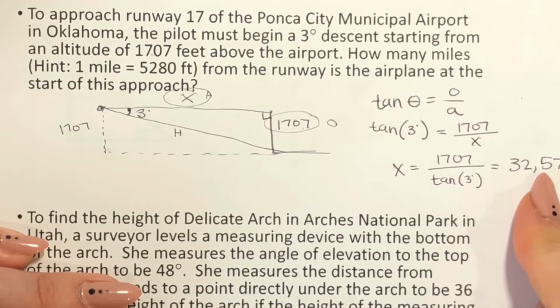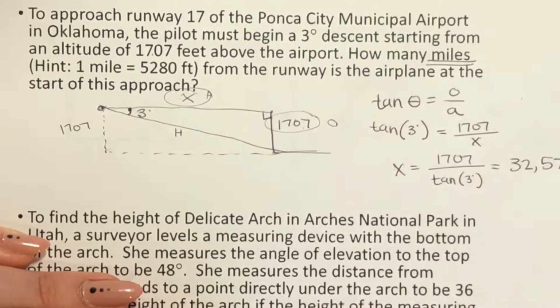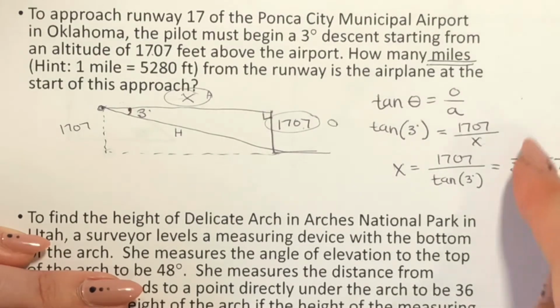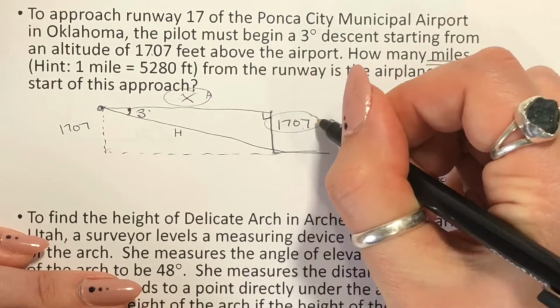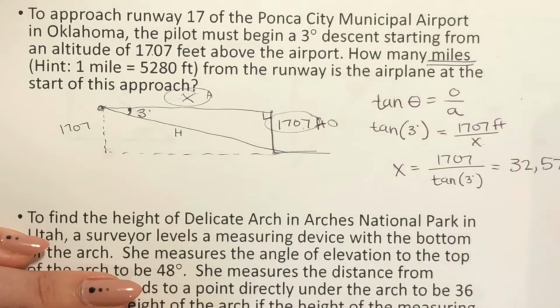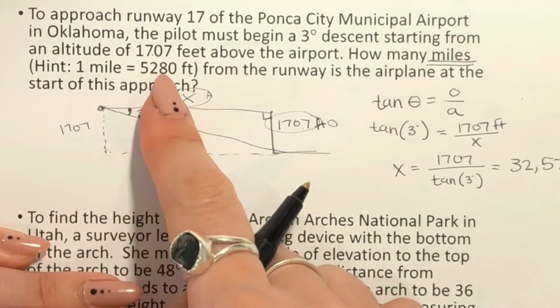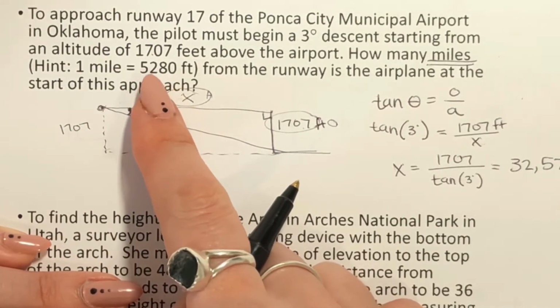But the tricky thing here, if this is a Math Excel problem, if you type that into your answer box on Math Excel, you'd get marked wrong. And that's because they said how many miles away is the plane. We just measured this in feet. Remember, this distance was in feet here. So if this is in feet, so is this. So that's why they gave you this little hint right here that 1 mile is this many feet, because they want you to convert it.